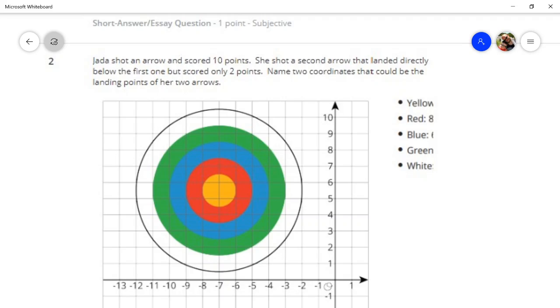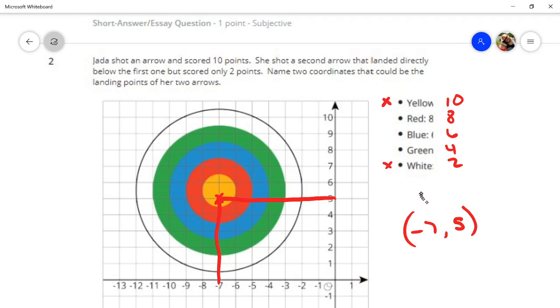All right, so she got 10 points first. So remember, yellow was 10, red is 8, blue is 6, green is 4, white is 2. She got 10 points, so that means she got 1 yellow, and then she got 2 points, which means she shot a second arrow that landed directly below the first one, but only scored 2 points. Okay, now I get what's meant by directly below. So, let's go yellow, and we're going to go dead square right there. So hers was negative 7 and 5. Remember, that's X and Y. So that was her 10 points.